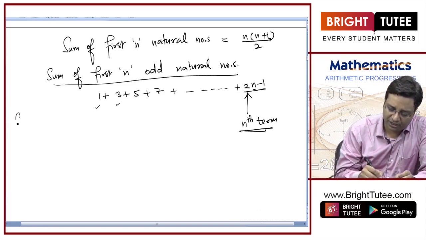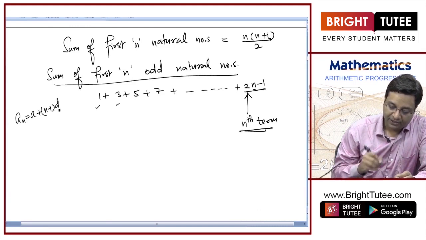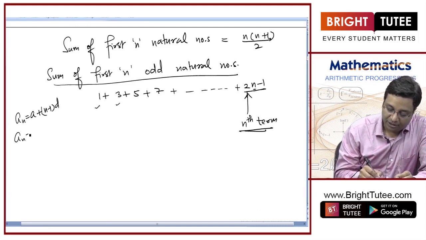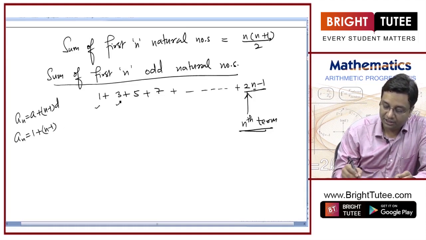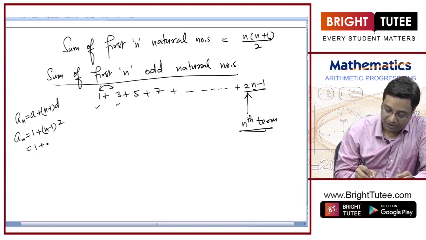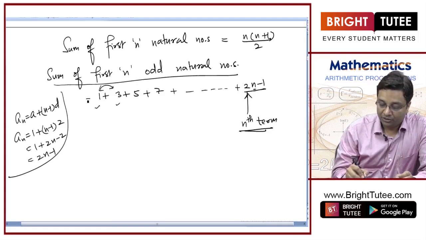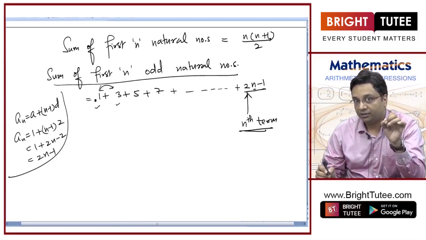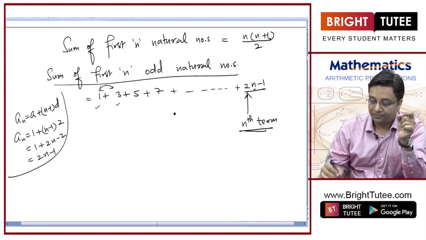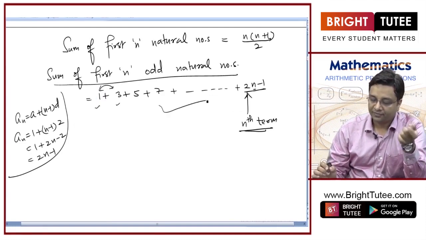Otherwise, you know the formula for nth term. What is the formula? a plus n minus 1 into d, right? So an will be equal to, what is a? 1 plus n minus 1. What is d here? Common difference 2, right? 1 plus 2n minus 2, which will be equal to 2n minus 1, right? So sum of first n odd natural numbers will be sum of this AP, right?